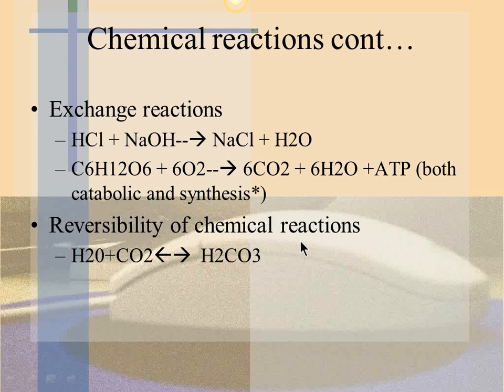Some chemical reactions in the body are reversible. That means they can go either way, based on what the body needs. One very common example is the formation of something known as carbonic acid in the body. And this occurs inside the red blood cell, in the plasma. It's very important for respiration.